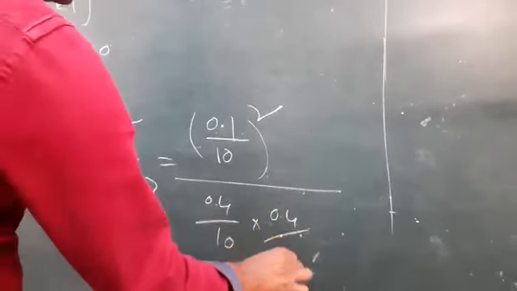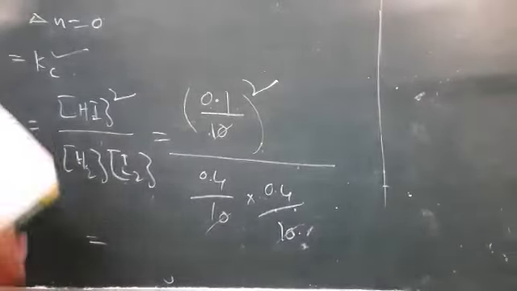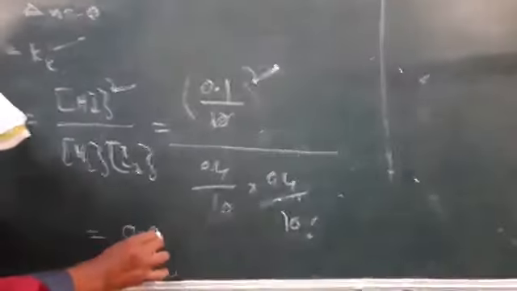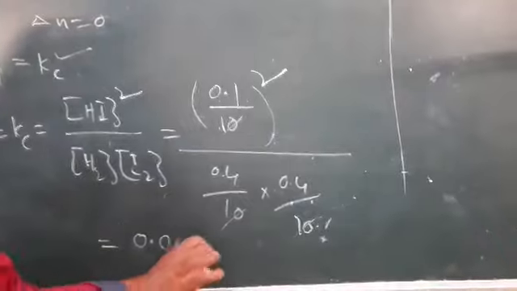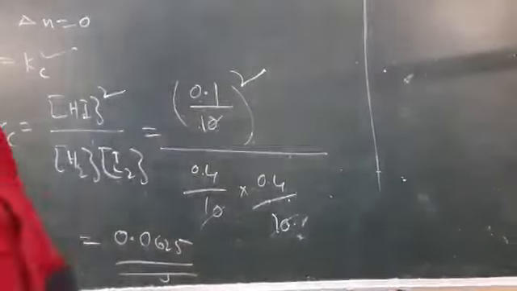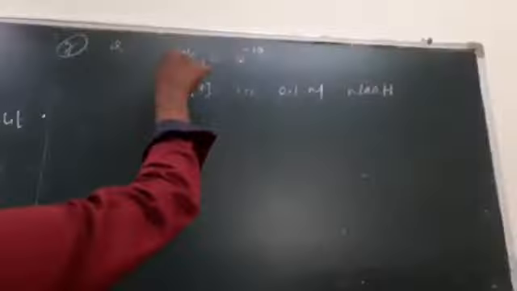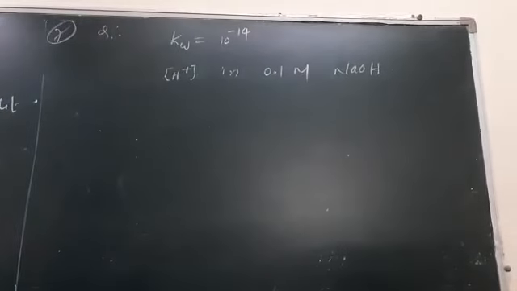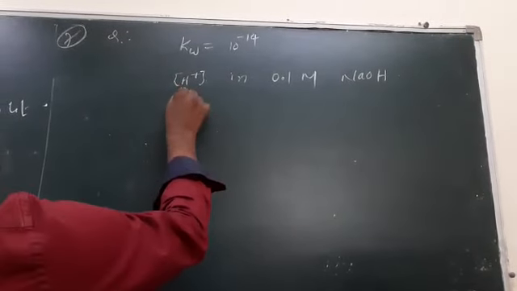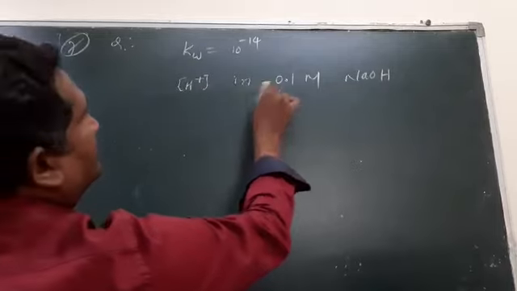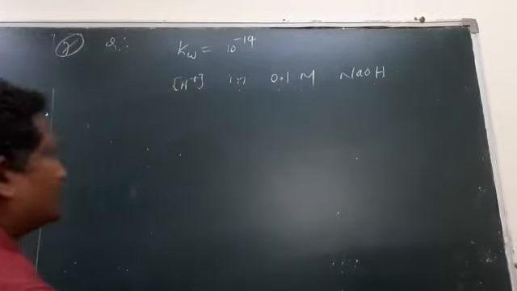If you simplify this, the 10s cancel, and you will get 0.0625. I get the answer 0.0625. Next question. They have given Kw, the ionic product of water, 10 power minus 14 mole square per liter square. Then calculate the concentration of H plus in 0.1 molar sodium hydroxide solution.